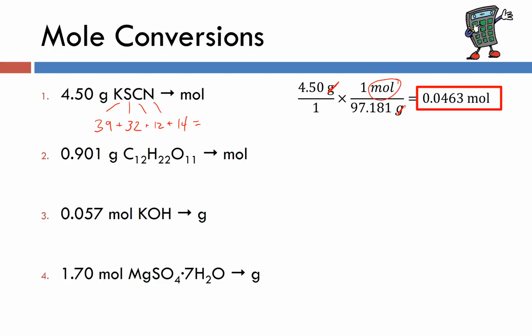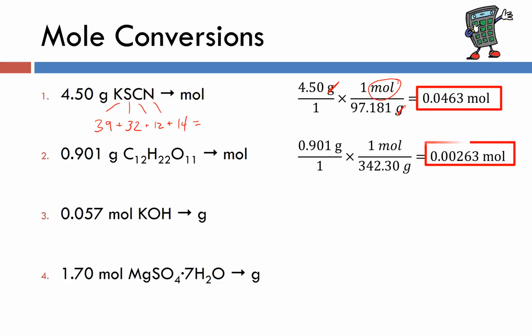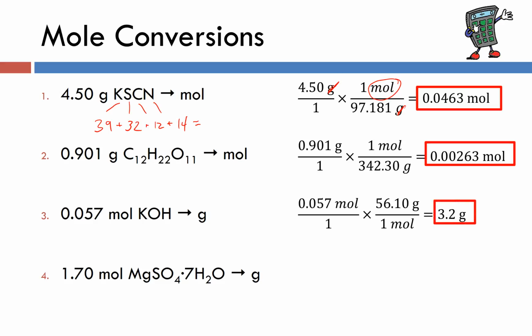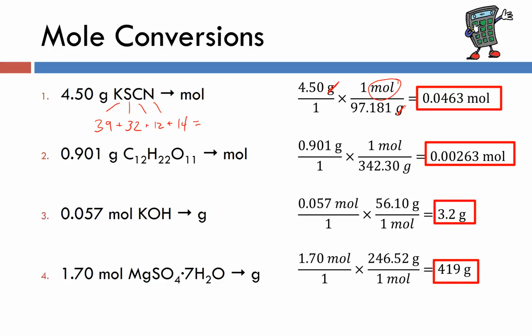All right, question number 2 is very similar to question number 1. You've got a mass in grams, use the molar mass of sucrose, and you can get to the number of moles. We're going in the opposite direction for questions 3 and 4. You need the molar mass of potassium hydroxide, but it's a very similar calculation. This time get your moles to cancel out, and you're left with an answer in grams. And if you've got magnesium sulfate heptahydrate, and 1.7 moles of it, you're going to have a massive amount of that compound, 419 grams. Again, they all have the same thing in common. Cancel out the units you don't want, and you're left with the units you do.